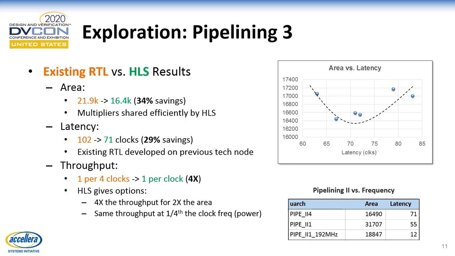You can also play games with clock frequency. You could say, well, I want to get the same throughput at a lower clock rate. It's a little bit more area, but on dynamic power, this was a huge savings. So there's really a lot of opportunities here with algorithmic designs to just push the button and get a variety of designs with very little direction for the tool.